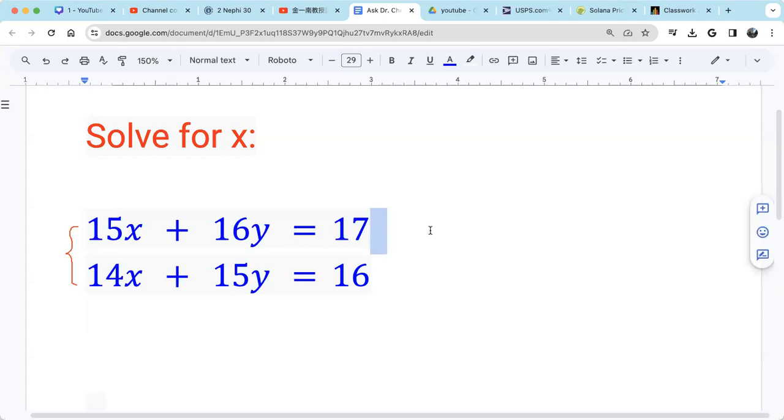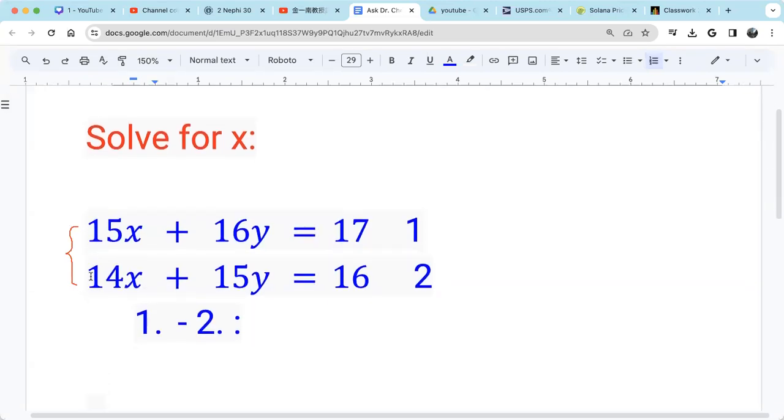Let's call the first equation equation 1. All right, and this is equation 2. So what I'm going to do is use equation 1 to subtract equation 2. Let's see what we're getting. So 15x, I'm probably going to copy and paste, then change the numbers, okay.